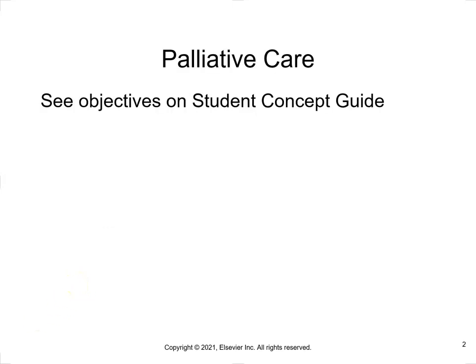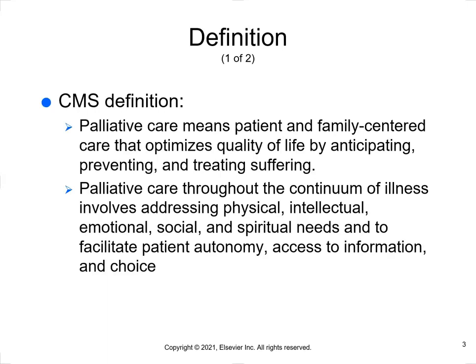Let's look at palliative care. And we just went over the objectives that we're going to cover for this concept. Again, we have 2 exemplars, and those include palliative care and death and dying. So CMS defines palliative care as a means for patient and family-centered care that optimizes quality of life, anticipating, preventing, and treating suffering. And that's what we're going to look at. Taking care of the patient throughout the entire process while providing support to the family.